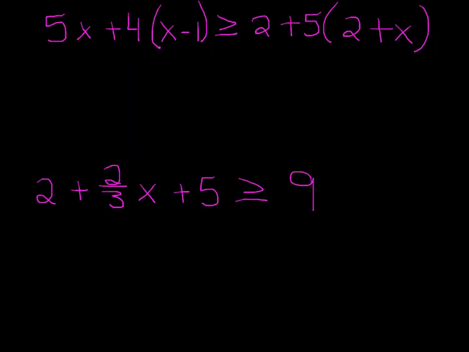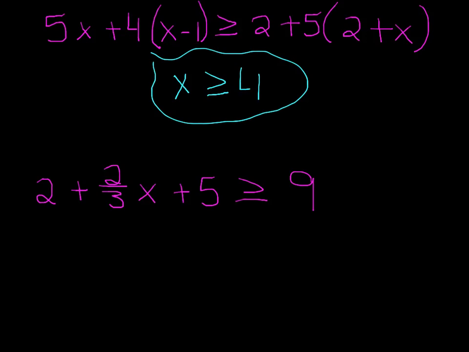Here are 2 last examples I want you to try on your own. So write them down and pause the video and then check your answer. 1, we have 5x plus 4 times the quantity x minus 1 is greater than or equal to 2 plus 5 times the quantity 2 plus x. You should get that x is greater than or equal to 4. In the second example, 2 plus 2/3 x plus 5 is greater than or equal to 9. You should get that x is greater than or equal to 3.